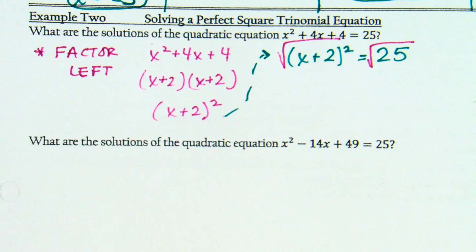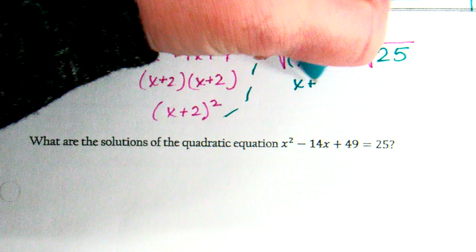Just becomes x plus 2. Because when you square root something that has a square, what do the square root and the square do? They essentially cancel each other out, leaving us with whatever's under the parenthesis. Which, what's under the parenthesis here, is x plus 2.